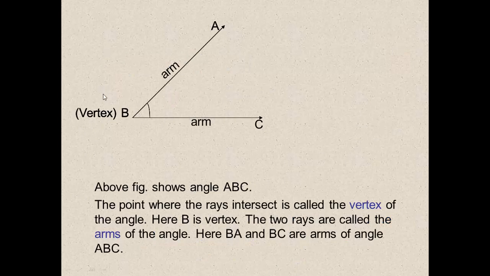Now a vertex. A vertex above a figure shows angle ABC. The point where the rays intersect is called the vertex of the angle. Here B is a vertex. The two rays are called the arms of the angle. Here BA and BC are arms of angle ABC. So here the angle ABC, AB and BC are arms of angle ABC.